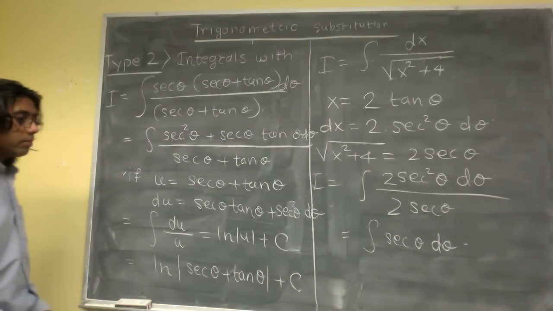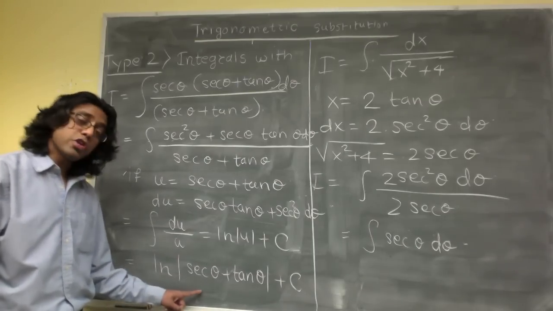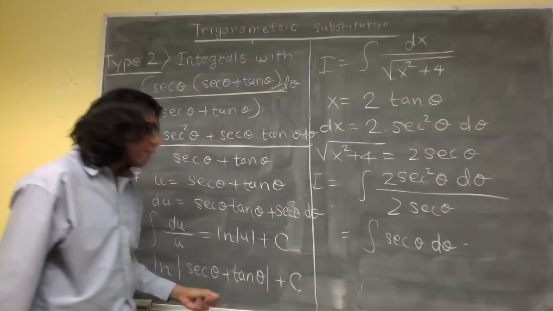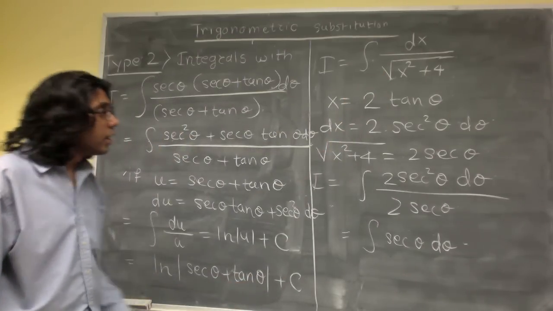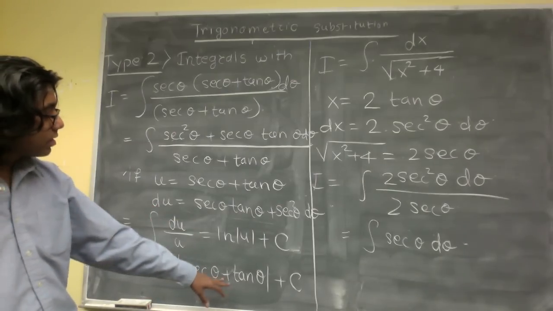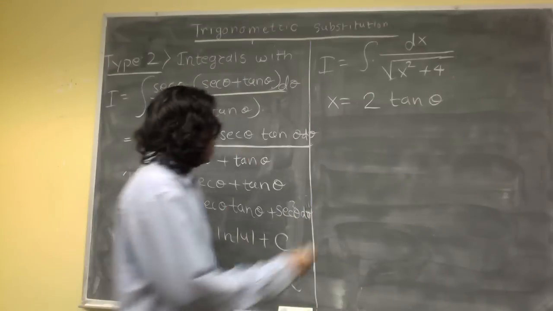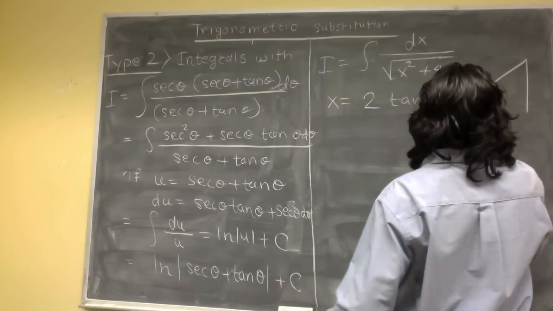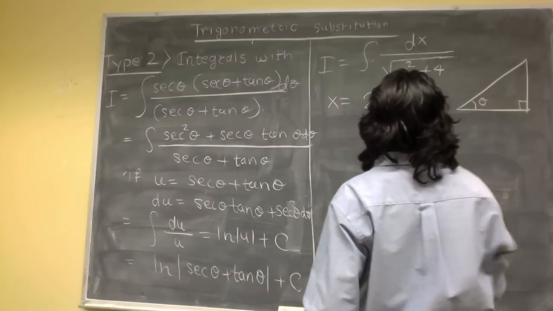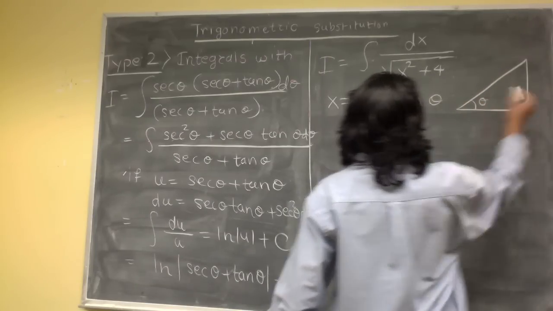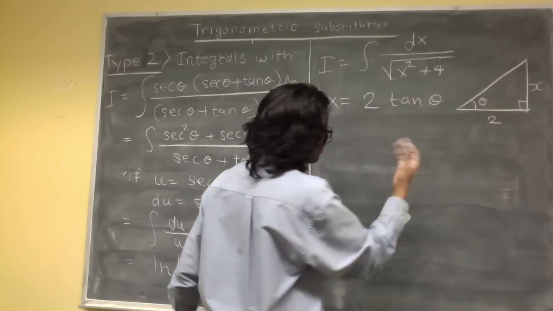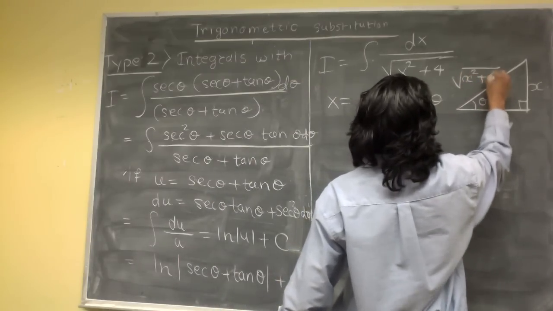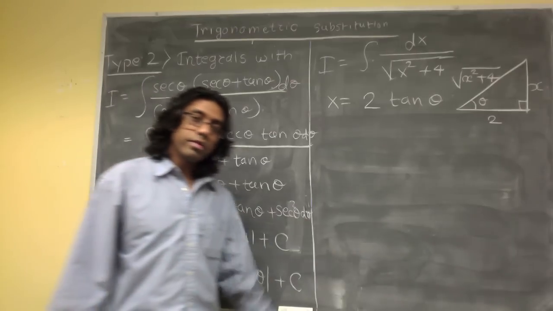But the problem is not yet finished, because the problem statement is in terms of x, right? And the answer should also be in terms of x, not theta. So we have to resubstitute back the secant theta and tan theta. So if x is equal to 2 times tan theta, the triangle corresponding to this has x over 2 as tan of theta, and then you have the square root of x squared plus 4 because of the Pythagorean theorem.